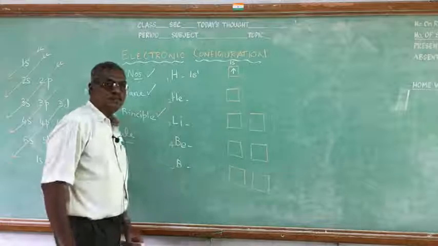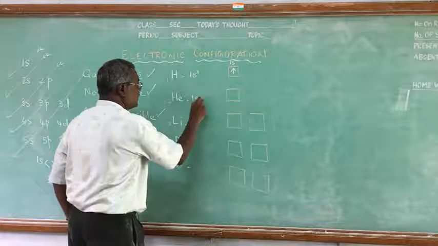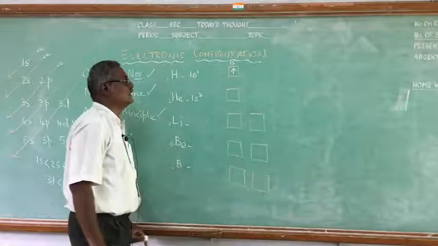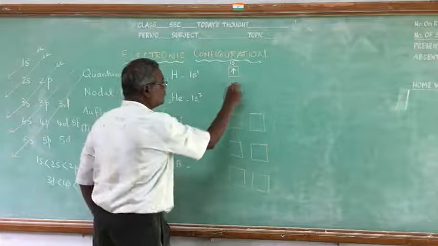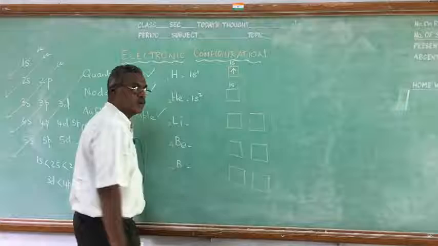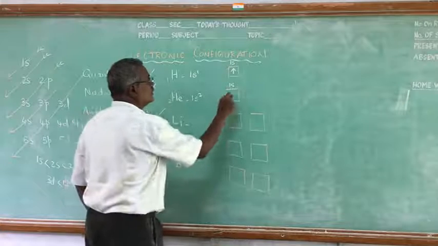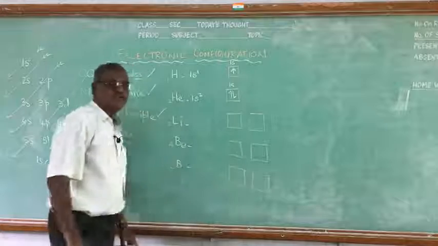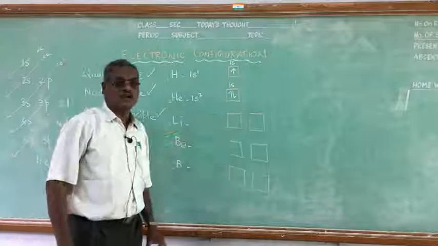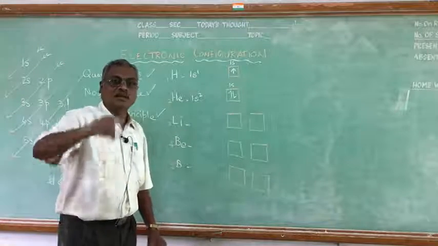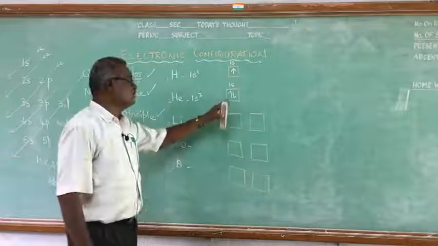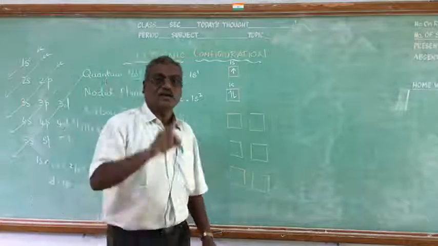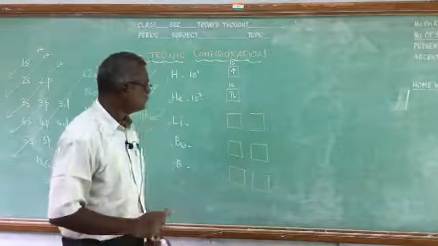Helium, atomic number 2. So what is the electronic configuration? 1s2, in the 1s orbital the 2 electrons are there. Now how to put these 2 electrons? Above the box first you put 1s. So here 2 electrons, 1 electron positive spin, 1 electron negative spin. You have to represent it like this, by a half-hooked arrow. This arrow is known as a half-hooked arrow.